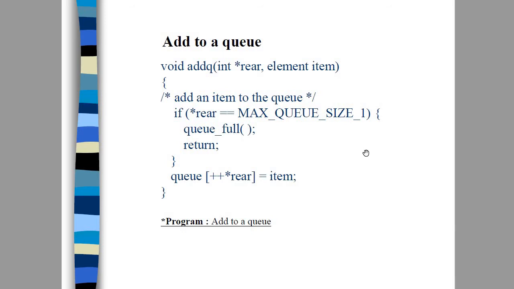So how can you write the function for inserting an element into the queue? You have to pass two arguments. The first one is the rear pointer value, and the second one is the item you are passing. Okay, so if the rear pointer value is equal to the maximum capacity of the queue, then we will call the function queueFull. Within the queueFull function, if you want, you can just print to the user that the queue is full, or if you want to double the queue size, you can do that.